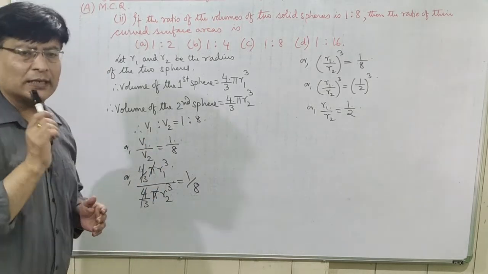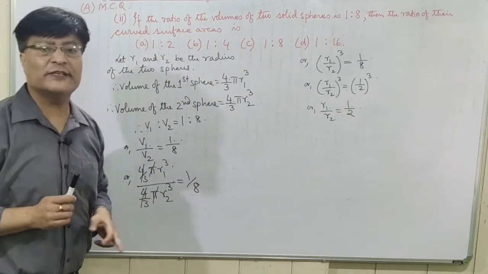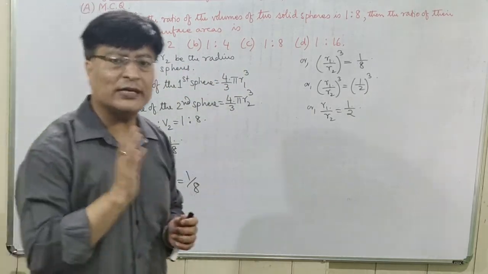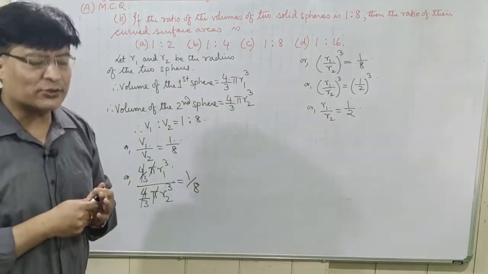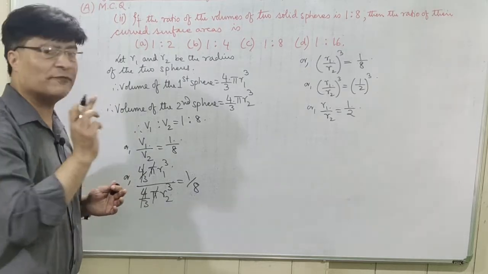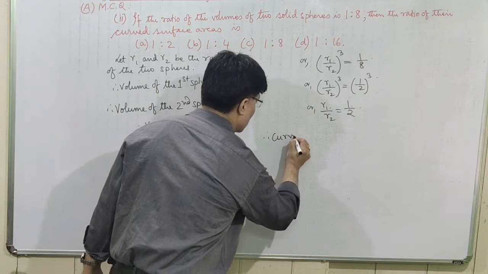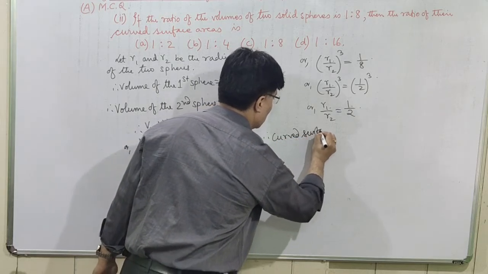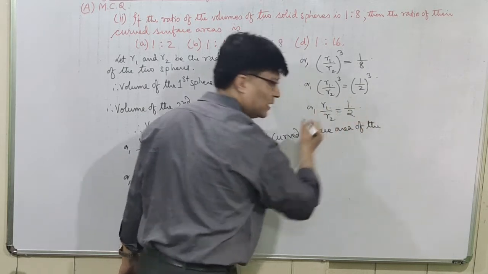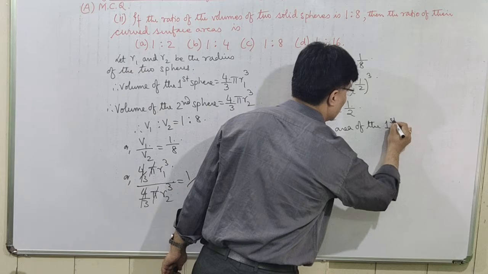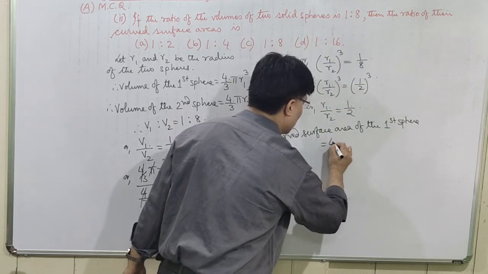Okay. Now what is to be calculated here? You have to find out the ratio of the curved surface area of the two solid spheres. So let us write down the formula for the curved surface area of the first sphere. Therefore, the curved surface area of the first sphere is, what is the formula?